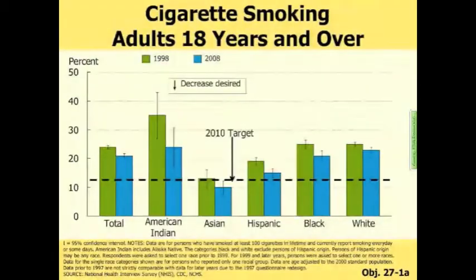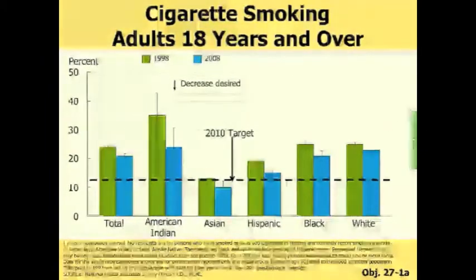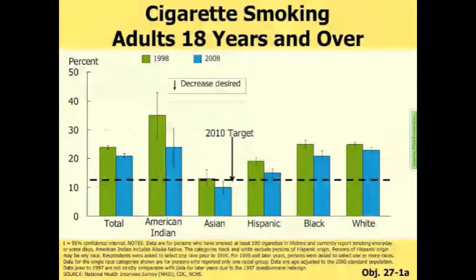Another critical risk factor, of course, is cigarette smoking, and that's on the next slide. What we wanted here was, as the little box says, a decrease, and in fact that's what we've seen pretty much across the board. Okay? Well, as far as this slide is concerned, it is across the board. And this is for adults.